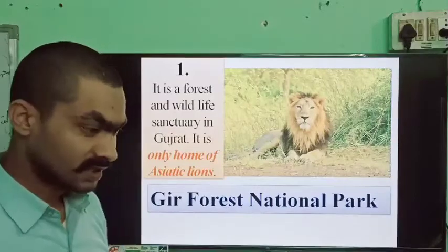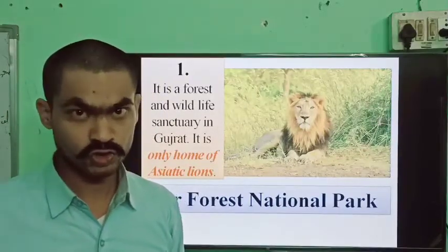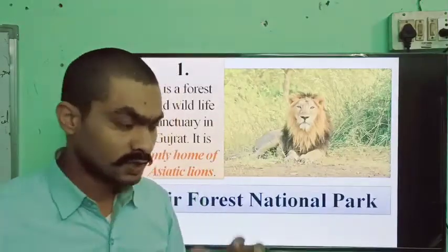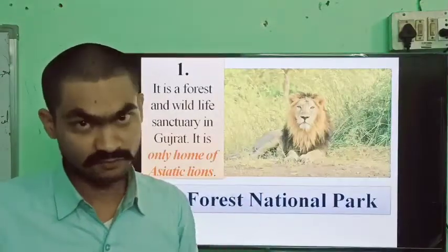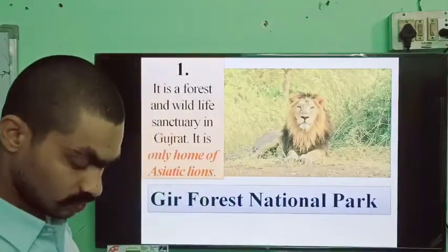One more thing. There is one place in Gujarat that is known as Rann of Kutch. There is an area where salt is produced so much. In that area, some special type of donkeys are found. Correct? So that is also in Gujarat.